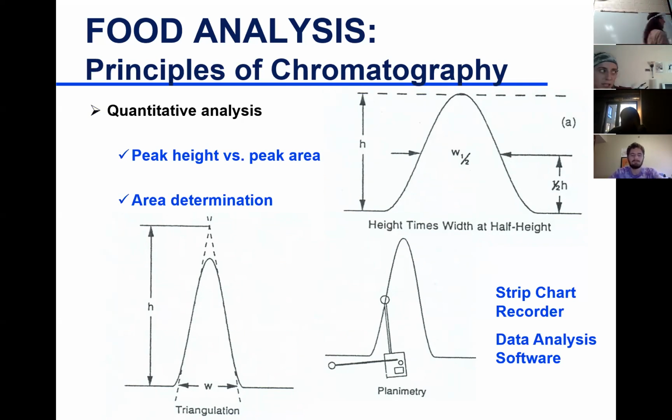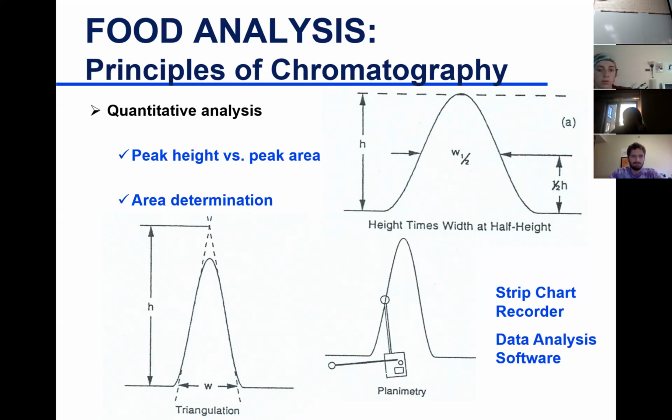So the peak height can vary, and it varies based on how steep, how sharp your peak is. If you have a great resolution, your peak might be very sharp and you have a really high height. If there's any difference in the efficiency of the column, your height might get smaller and your peak might widen, but the area would ultimately be the same. So it's better to use peak area for quantification rather than peak height.